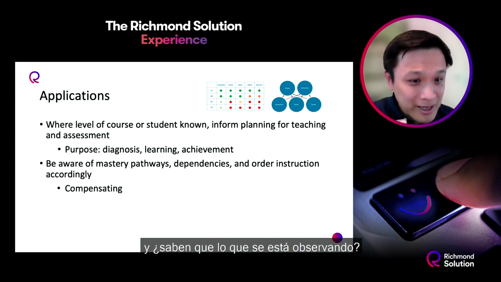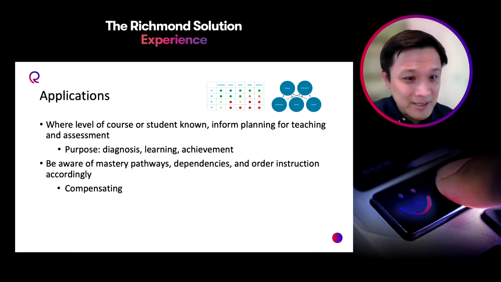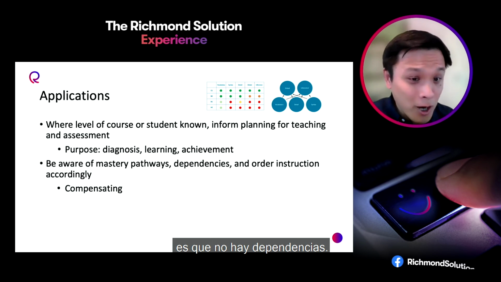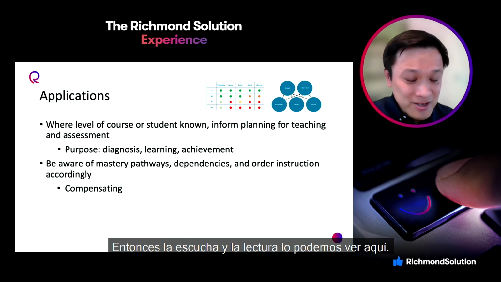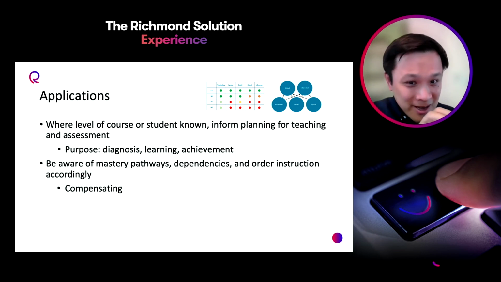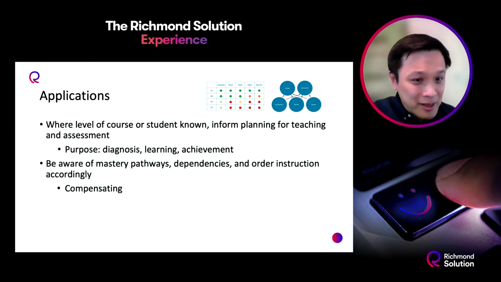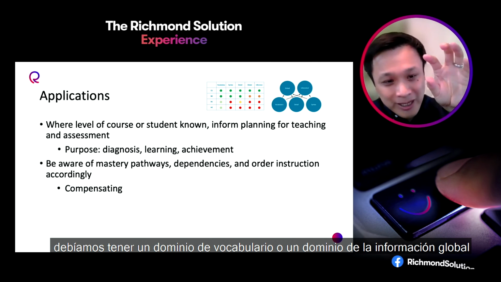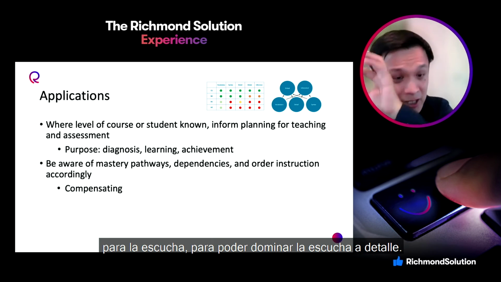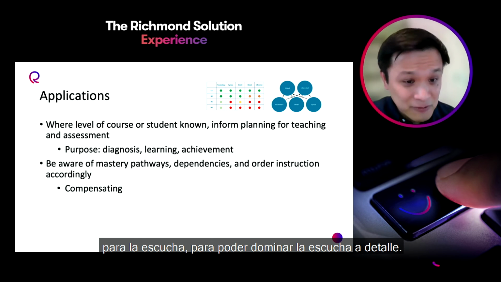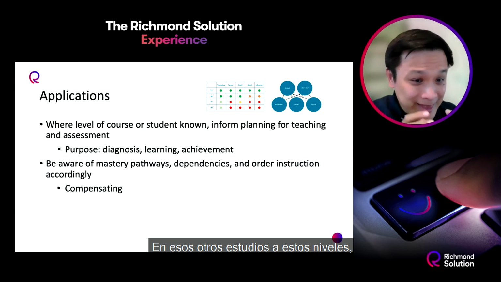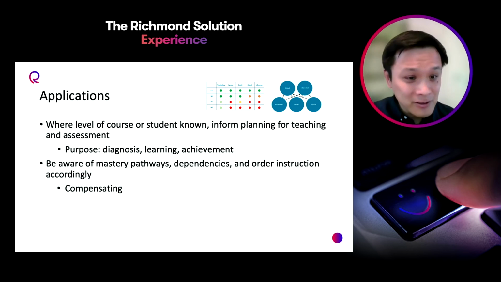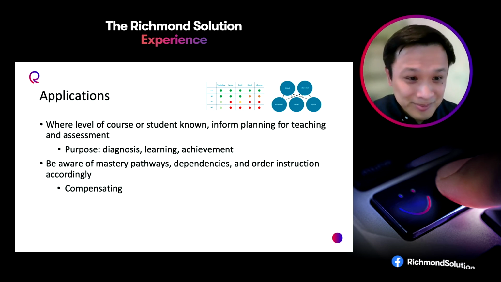And at the moment, what it's looking like? There are no dependencies. So reading and listening, you saw here that in listening, for example, that you need to master vocabulary to master listening for global information in order to master listening for detail. In that other study at the lower levels, there was nothing.